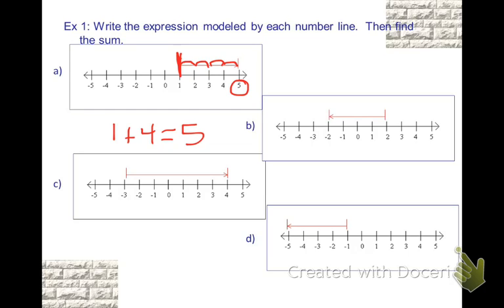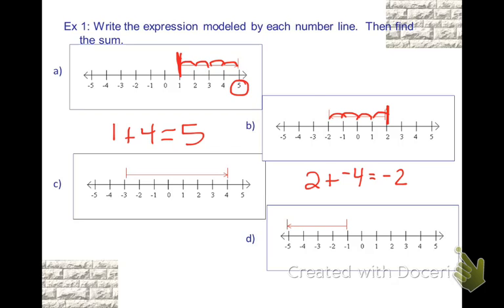Let's try it again. B. You start at 2 because it doesn't have the arrow. And we're going towards the arrow. 1, 2, 3, 4. So we started at 2 plus, and I went to the left 4, so it's -4. And 2 plus -4 is -2.